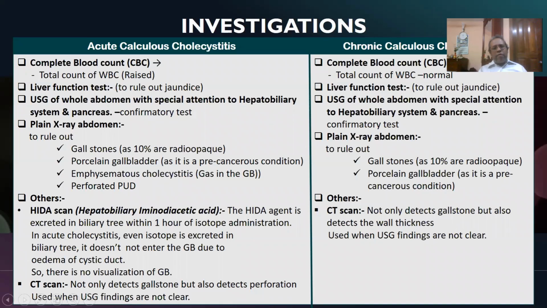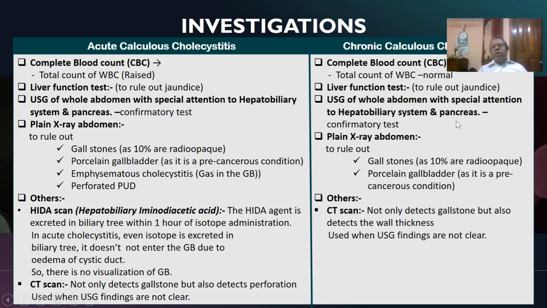It is used when ultrasonography findings are not clear. Ultrasonography sometimes does not give clear information, and the information is very confusing, in case of acalculous cholecystitis or in case of perforated gallbladder. These two things, or any malignancy, you can easily evaluate by looking at the CT scan. For that reason, the CT scan also plays a role nowadays.